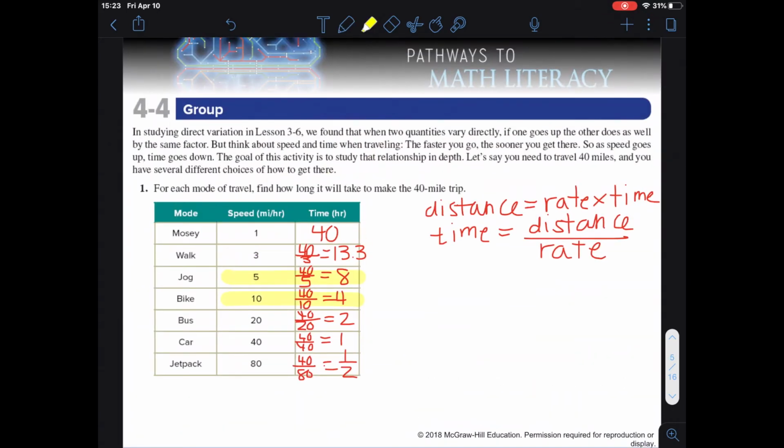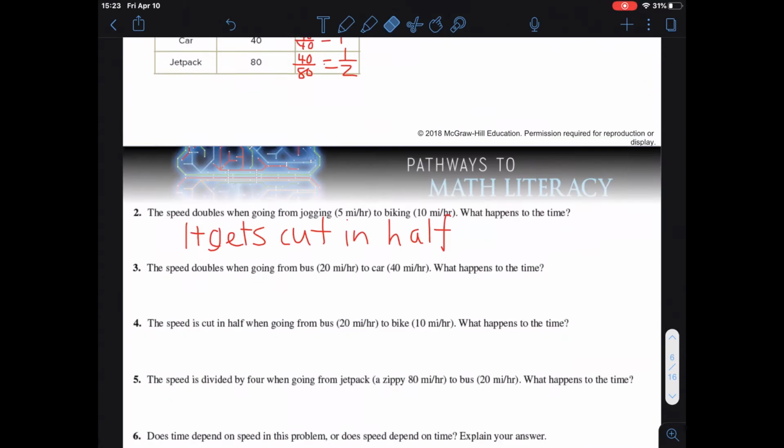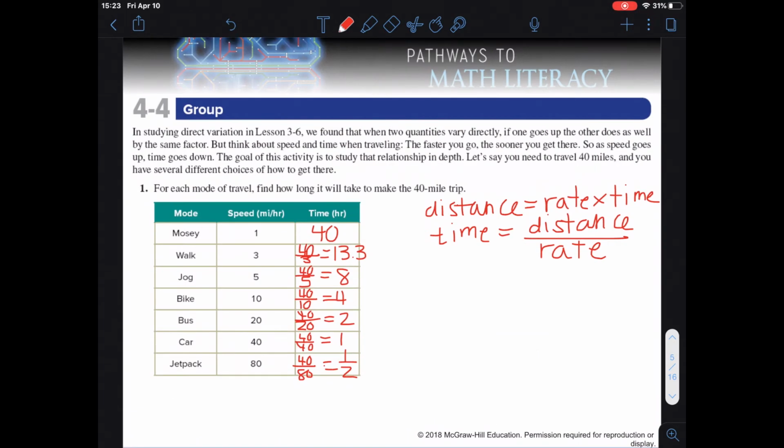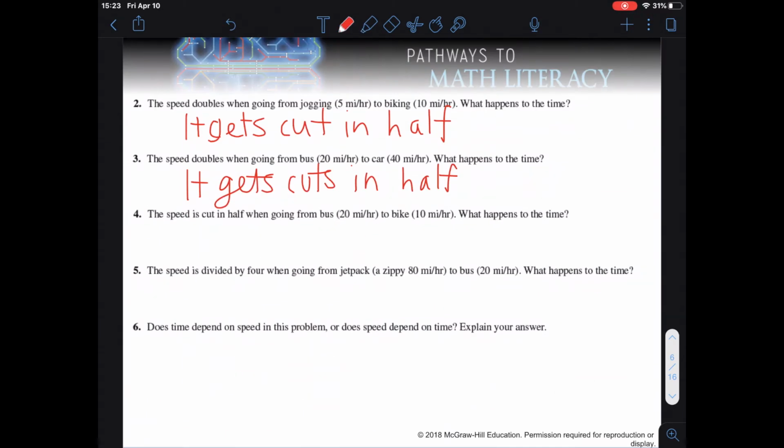Same thing if you look at going 20 miles per hour to 40 miles per hour, the speed doubles, but the time gets cut in half. If you reverse it and you look at starting at the speed being 20 and cut it in half to biking at 10 miles per hour, the time is going to double. So it's doing the opposite effect.